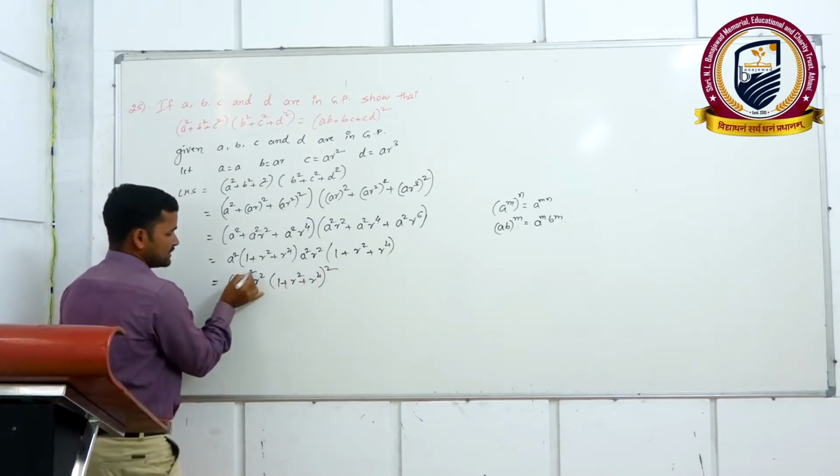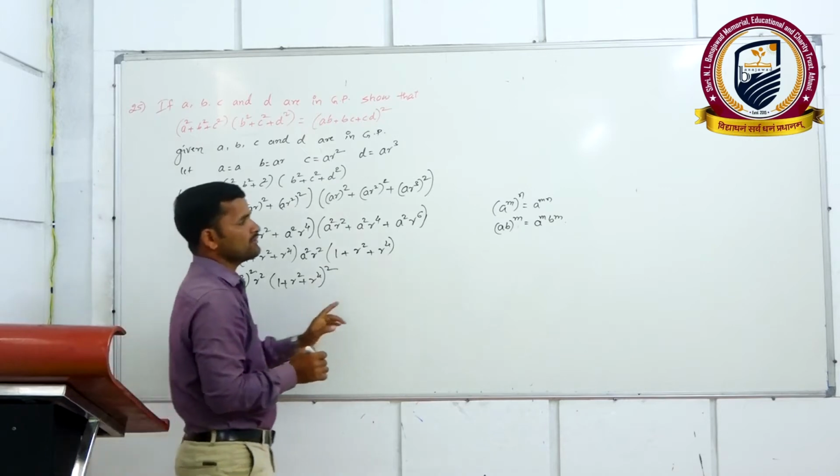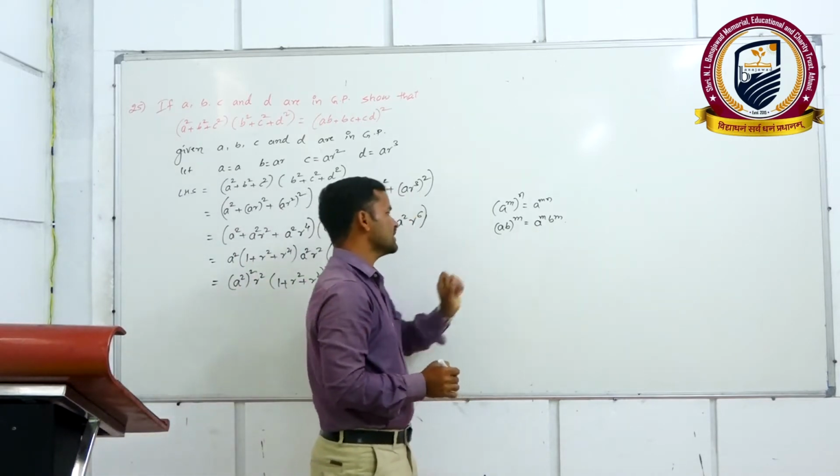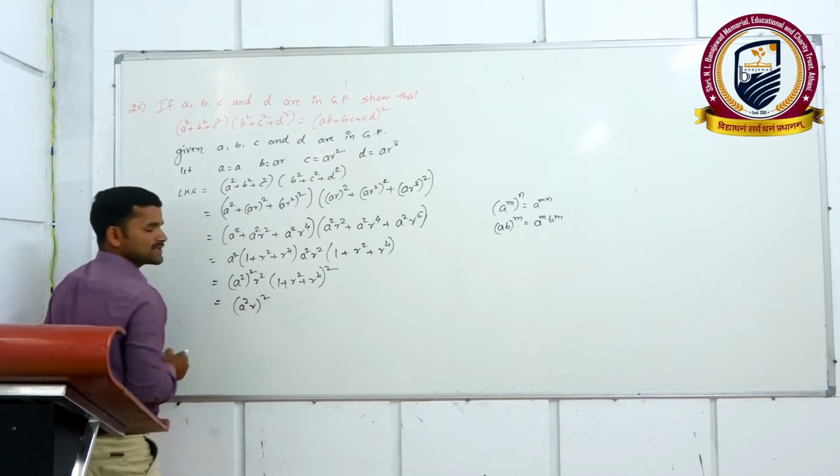Fine. See, these two terms, A square is there, R square is there. If I use this formula in reverse, this can be written as A square into R whole square.